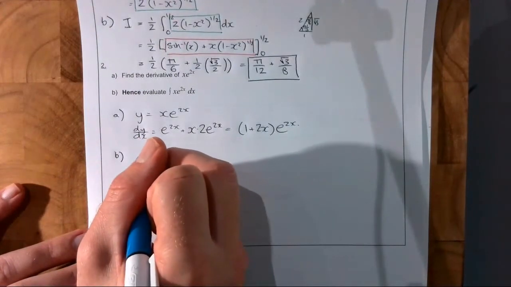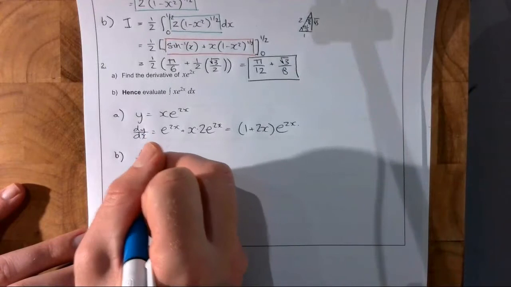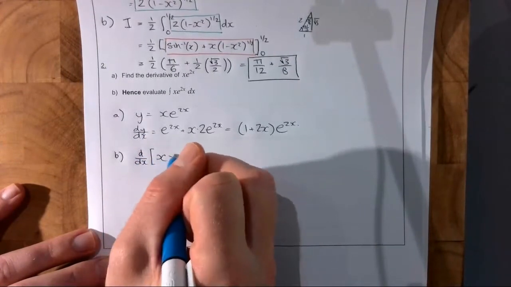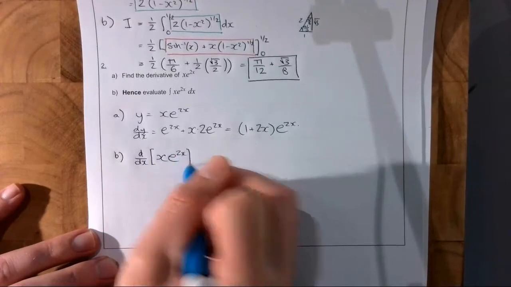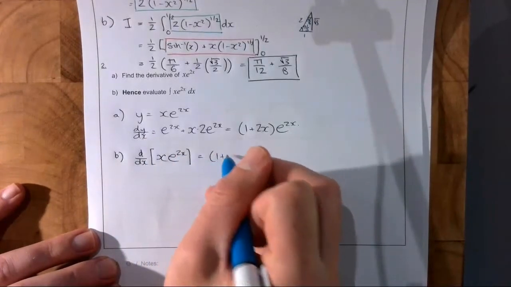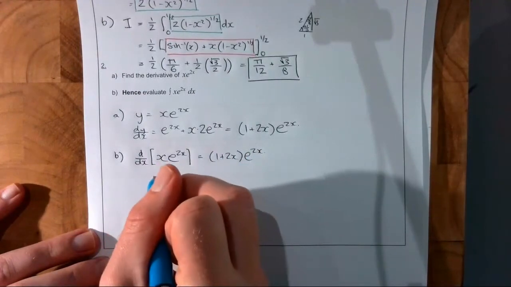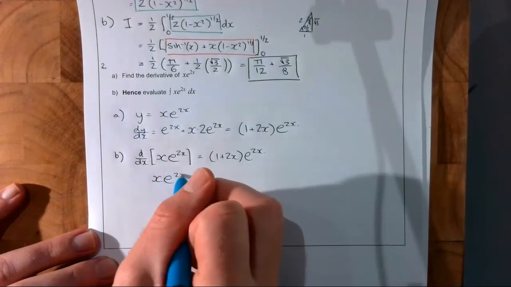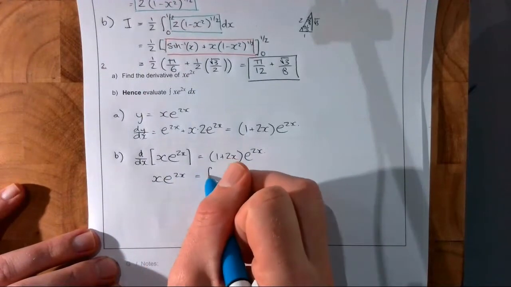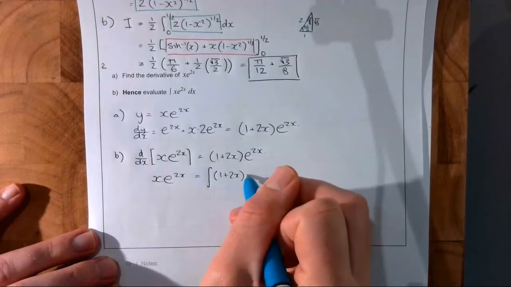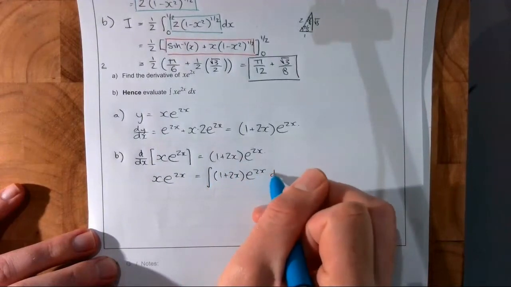So one way for me to do that is to say, well, we've just worked out that the derivative of x e to the power 2x is 1 plus 2x e to the power 2x. So what that means is x e to the power 2x is the integral of 1 plus 2x times e to the power 2x dx.